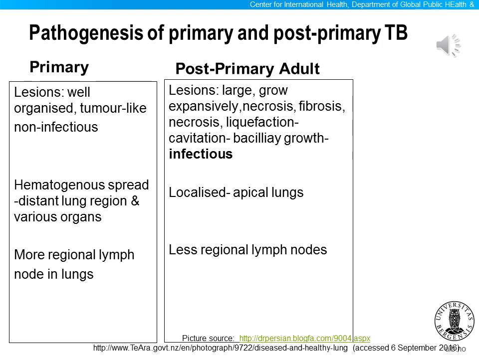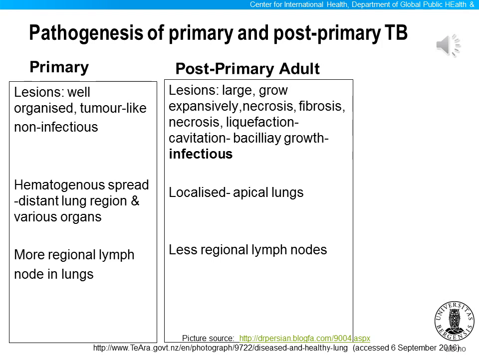In progressive primary tuberculosis, the primary lesions are usually within the lung parenchyma, accompanied by a profound involvement of draining lymph nodes. The disease process has a tendency to become generalized by hematogenous spread, affecting various organs as well as regions of the lung distant from the primary lesion. The granulomas are predominantly of well-organized type with central caseous necrosis.